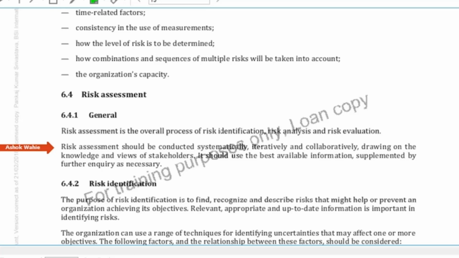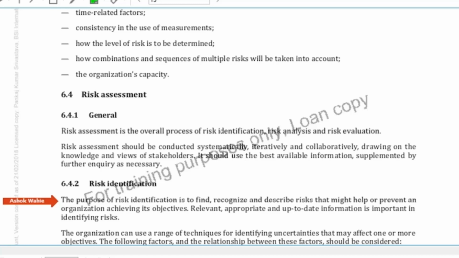Now let us look at the first step. The first step in risk assessment is risk identification. What is the purpose of risk identification? It is given on the first line. Very important. This you must remember and keep at the back of your mind. Please read it twice. The purpose of risk identification is firstly to find what can go wrong, then recognize whether this is applicable to me. So find, recognize, and describe risk.